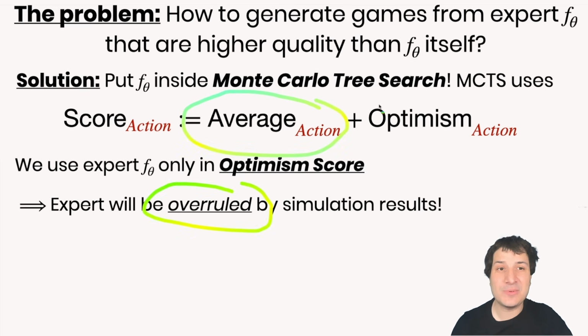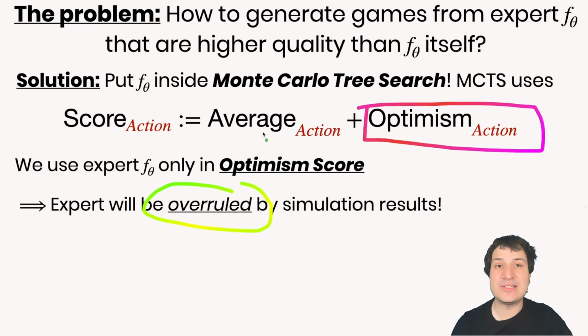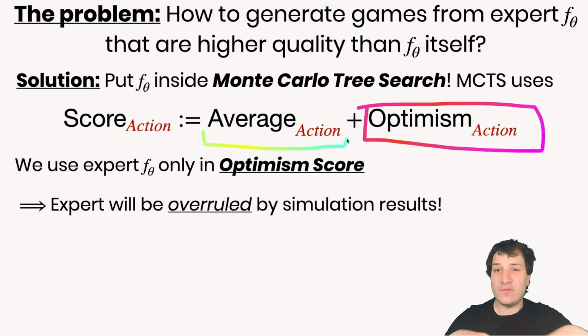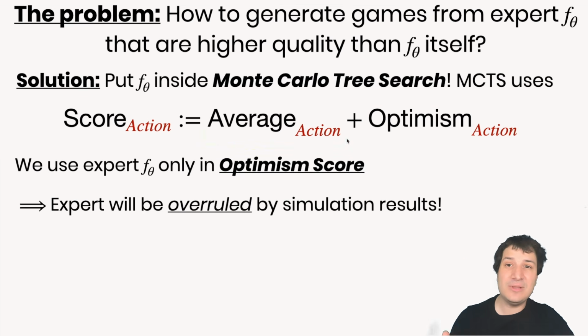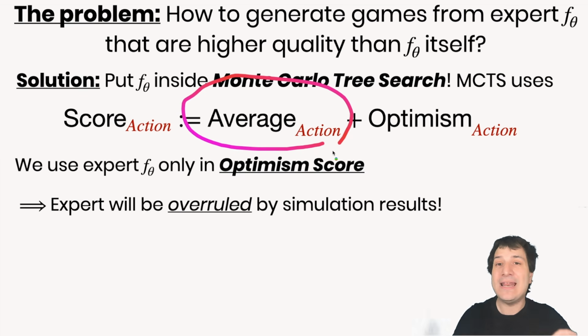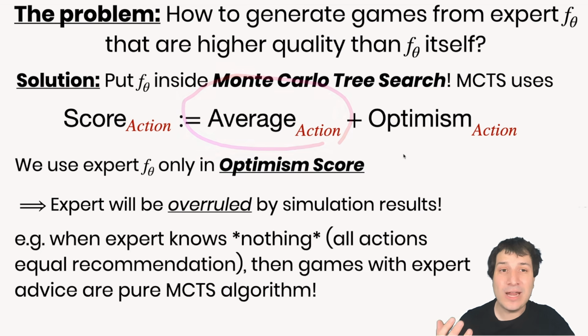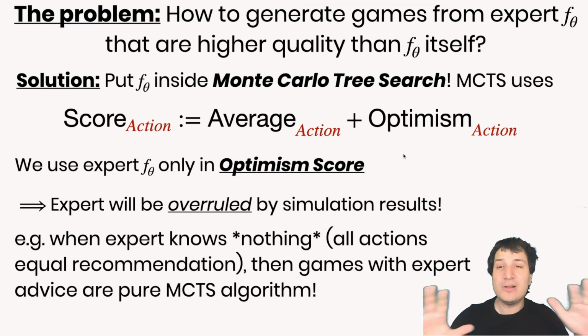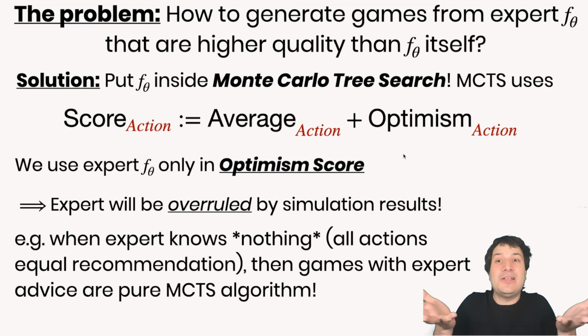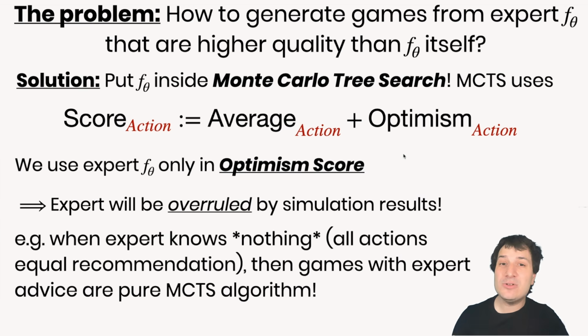Because the expert is only being used in this optimism bonus and is not being used at all in the average of all the actual simulations we've run, eventually, if the expert is wrong about something, the real simulations we did will overrule the expert, and this average term eventually will beat out an expert that is wrong. A really good example of this is what happens right at the beginning when the expert knows nothing. When we start our neural network, it's going to be totally random. It's going to say all the moves look equally good to me. I don't know anything. And when we do that, we just get the pure Monte Carlo Tree Search algorithm.